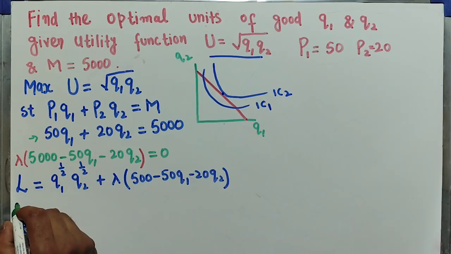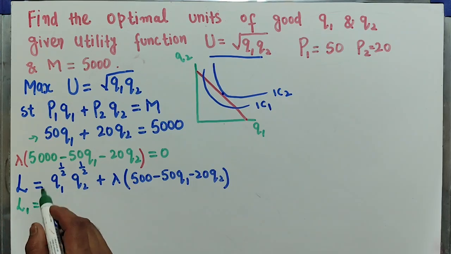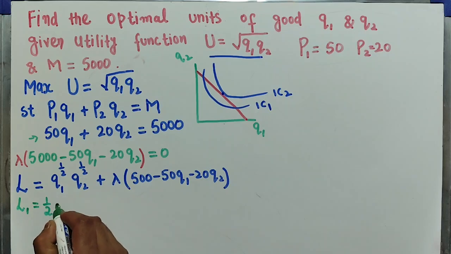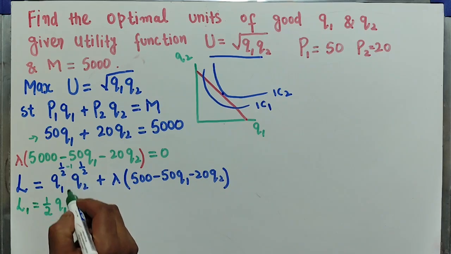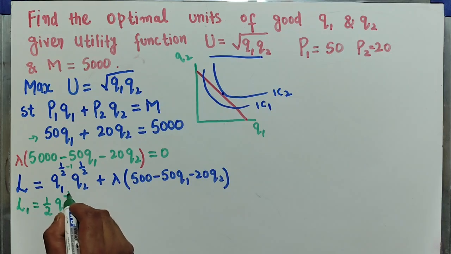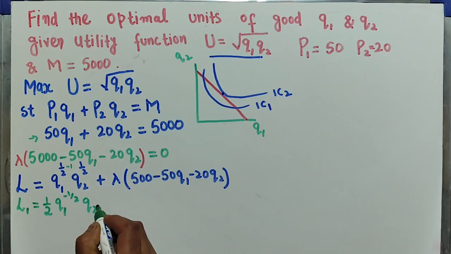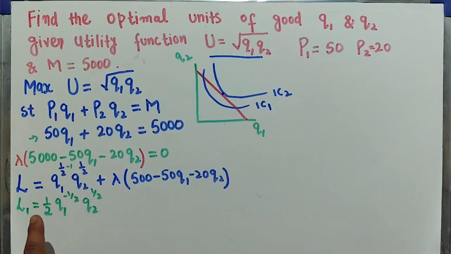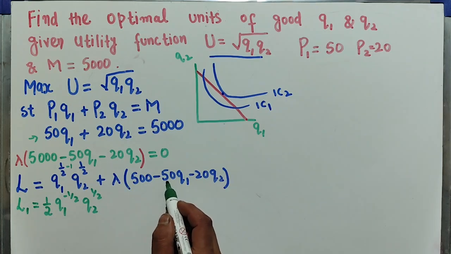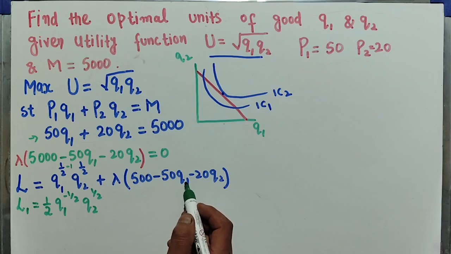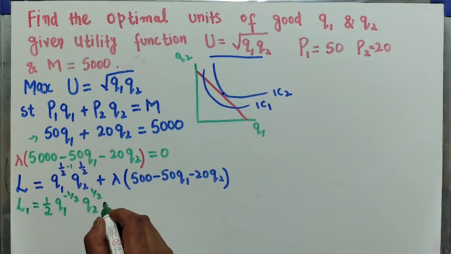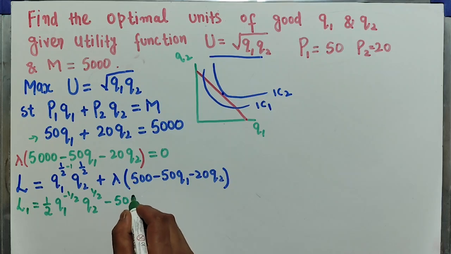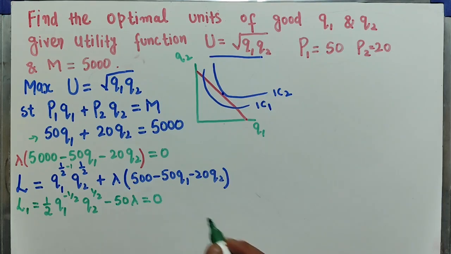Let us assume L subscript 1 means the partial derivative of this function with respect to Q1. The derivative of Q1 raised to the power 1/2 is: 1/2 becomes the coefficient, then we have Q1 with the exponent reduced by 1, so 1/2 minus 1 is minus 1/2. Q2 will remain the same because we are taking the derivative with respect to Q1 partially, and the derivative of Q1 in this term will be 1. We are left with minus 50 times lambda, and we set it equal to 0.